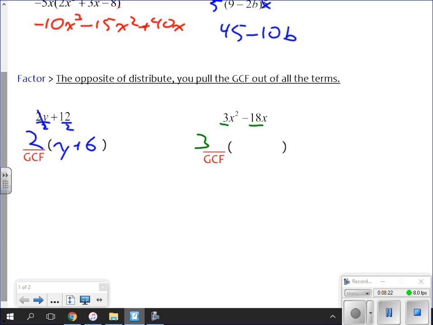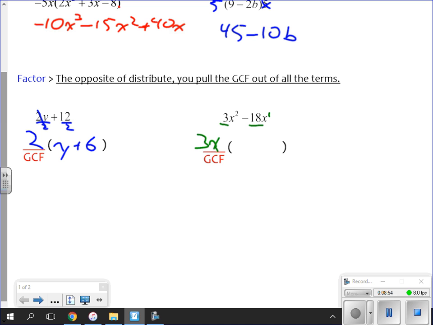Now the variables is where it gets a little tricky. I do have a variable in every term. So I'm going to pull out an x. How many x's do I pull out? What's my smallest exponent? I have x squared here. I have an x to the first there. What's my smallest exponent? X to the first, right? So the smallest exponent is what gets pulled out. I pull out an x to the first. So I pull out 1x.